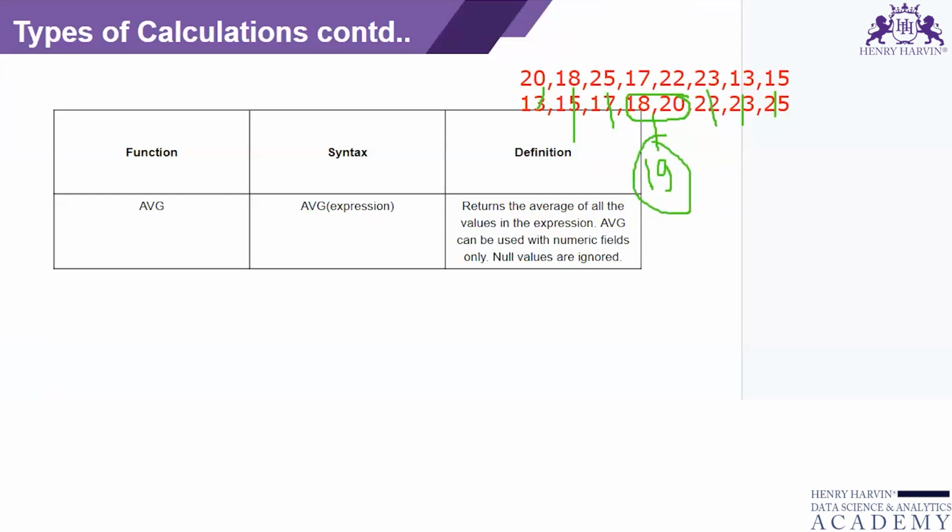And you can verify that also. So if I have 8 values, 13, 15, 17, and 18 lie below 19. Okay. And the remaining 20, 22, 23, 25 lie above 19. So that is the meaning and significance of median. Okay. Now, this is how you calculate median for simple data.